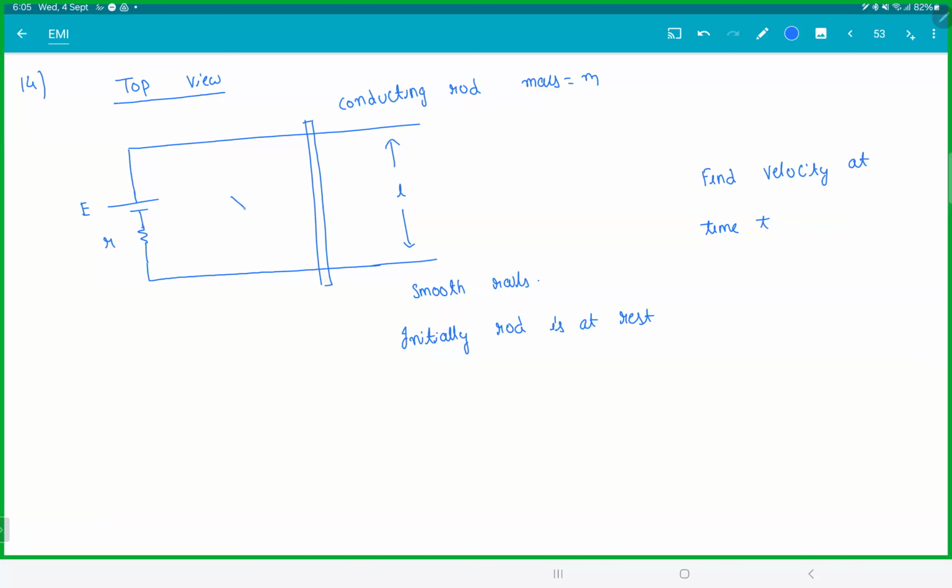Wait, I forgot to give this magnetic field also. Find the velocity of the rod after time t.